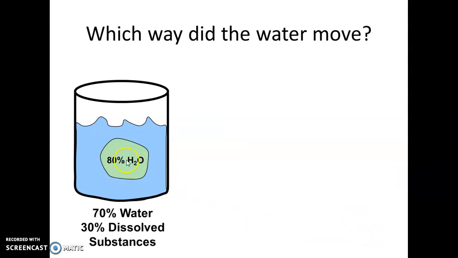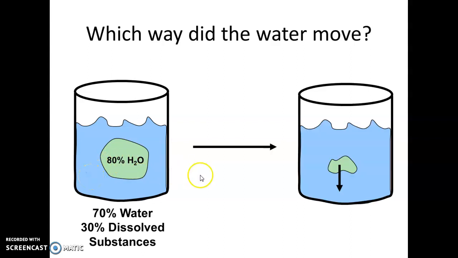Our last example, we still have our 80% water cell. This time the environment is 70% water. Water is going to move from the higher water concentration to the lower, so it's going to leave the cell. This is going to result in our cell shriveling up and getting a whole lot smaller.